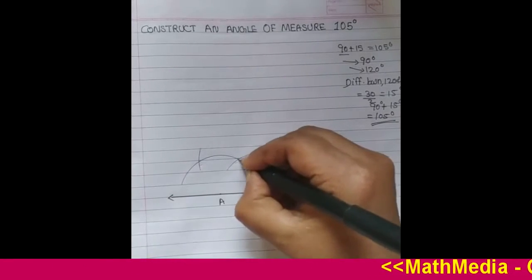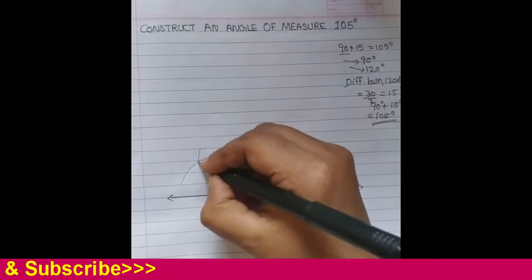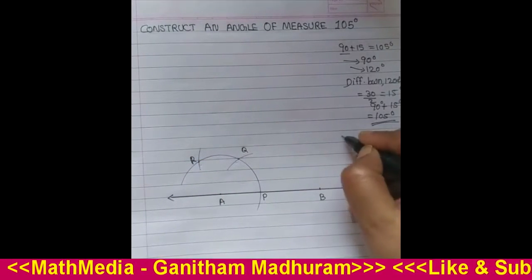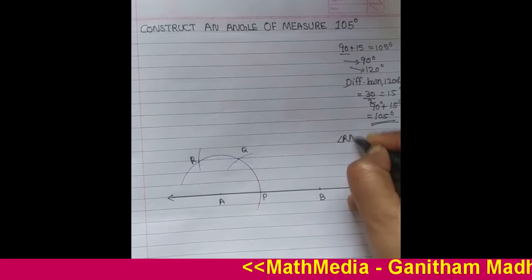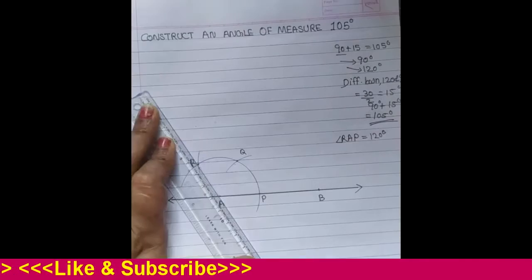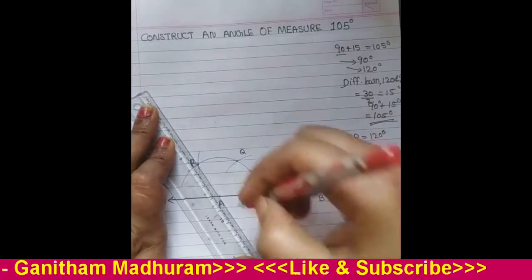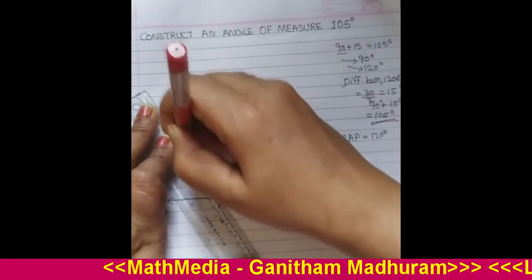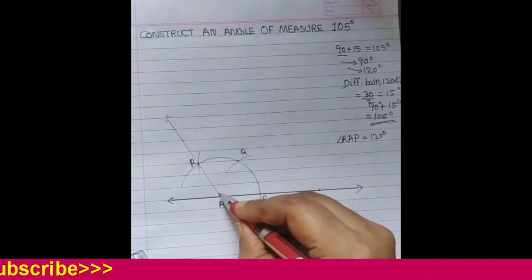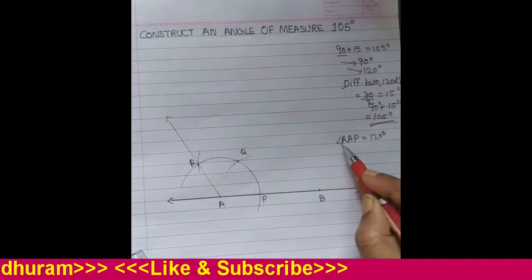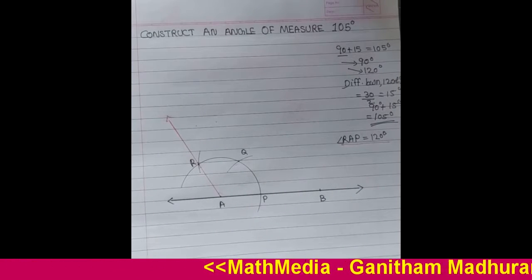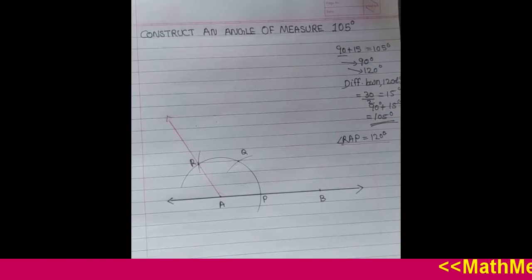This is P, this is the point Q, and this is the point R. Now angle RAP equal to 120 degree. Now join AR. So this is the angle. We constructed angle RAP equal to 120 degree. Now we have to construct 90 degree angle.